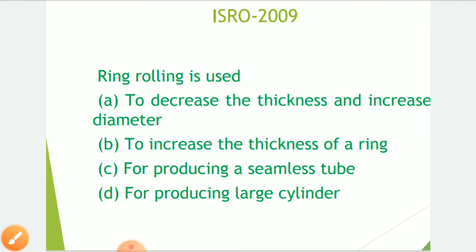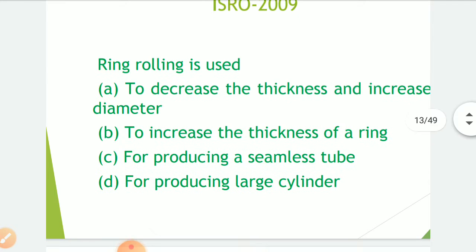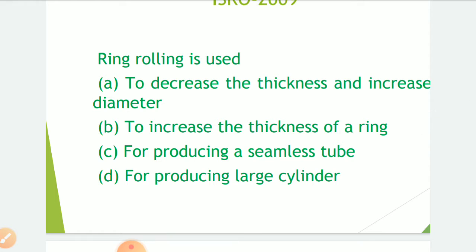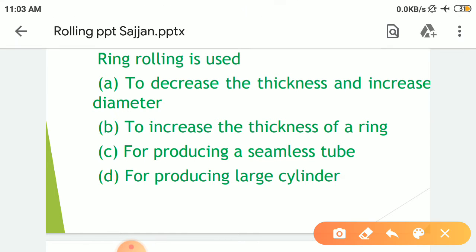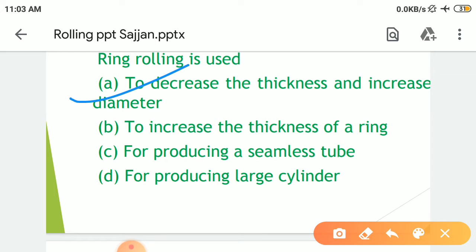See this question. This question was asked in ISRO 2009. He's asking that ring rolling is used for what? So the answer is A. Ring rolling is used to decrease the thickness.